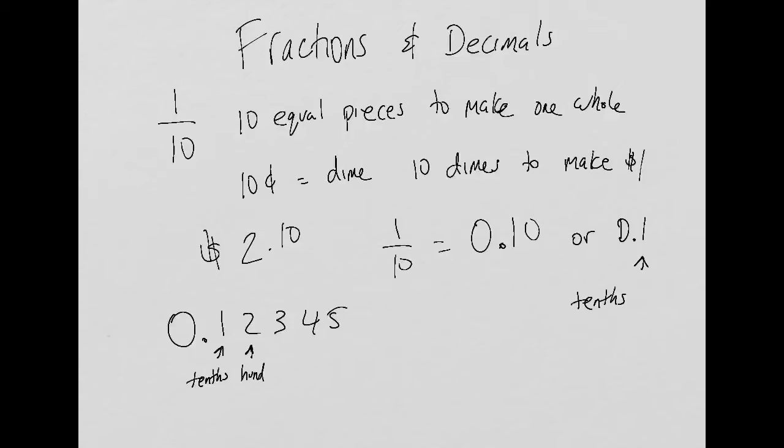This is called hundredths. And then thousandths. Okay. And so on. It follows the same pattern as the other side of the place value.